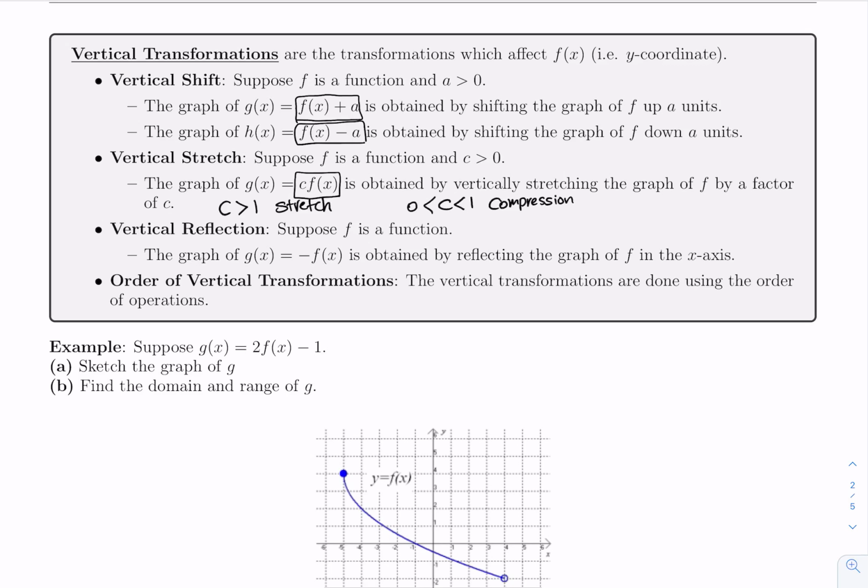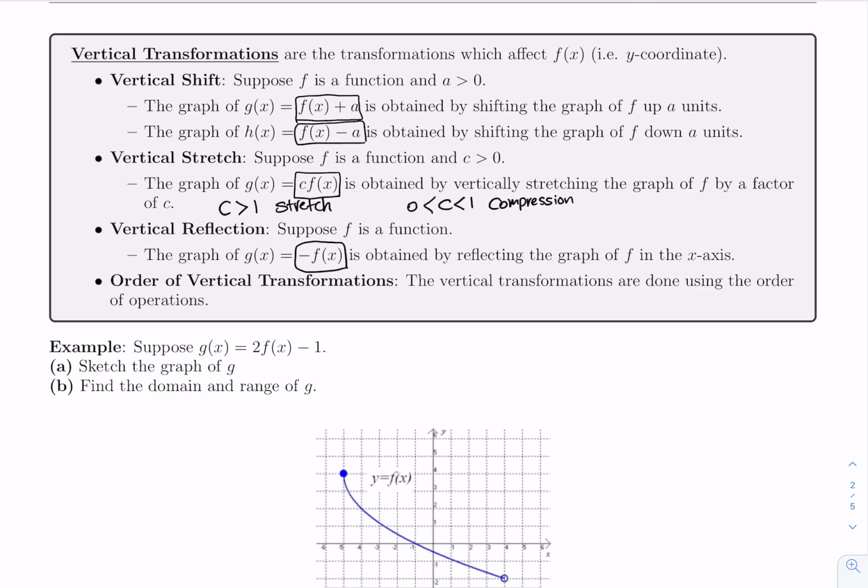Vertical reflection. If you're trying to sketch the graph of negative f of x, you can get that by reflecting the graph of f in the x-axis. That basically means all the y coordinates being multiplied by negative 1.